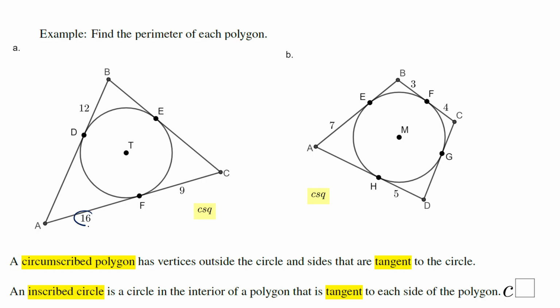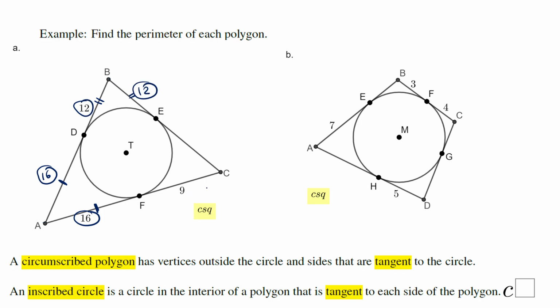You notice this is 16, and these represent the segment AF. Segment AF and segment AD are congruent. Why? There are two tangents starting from the same exterior point. So I'm going to put 16 here. Now I'm going to move to point B, and you notice we have this tangent BD and this tangent BE. These two are congruent. So 12 here and obviously 12 here.